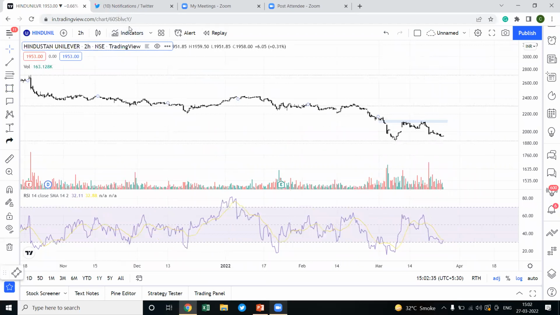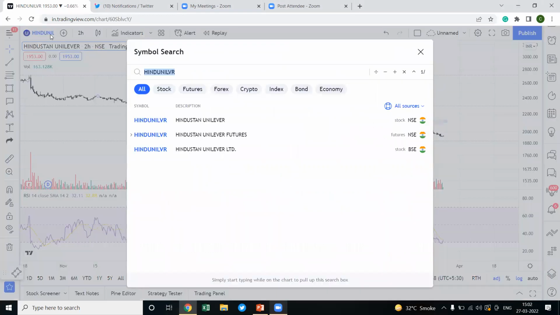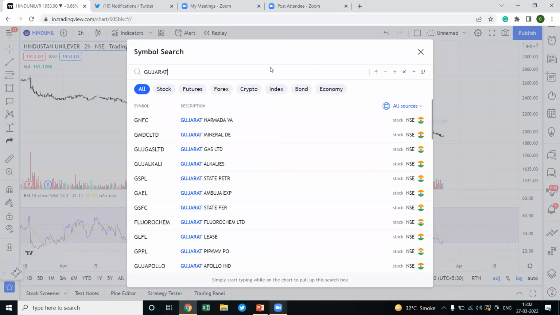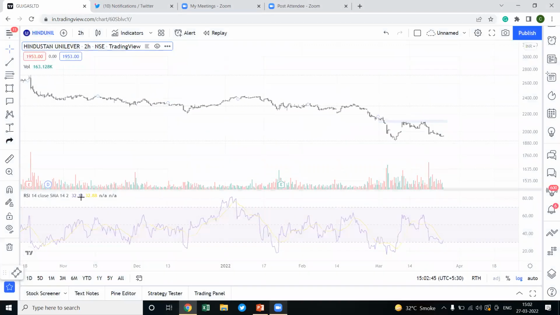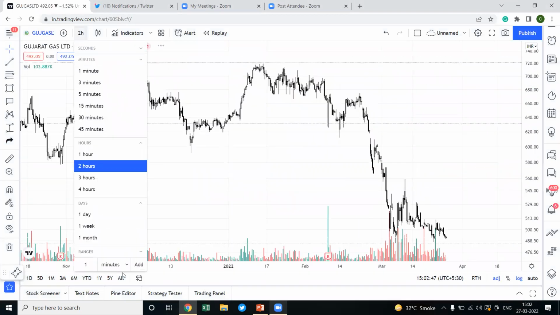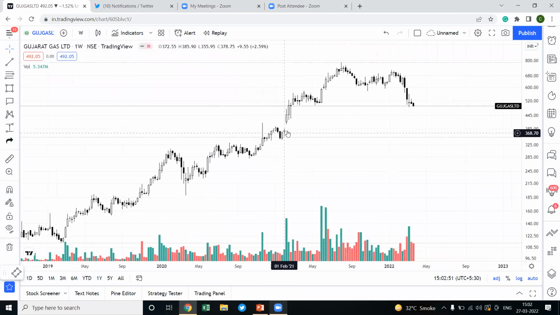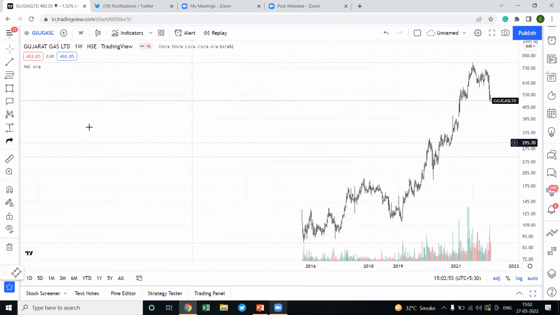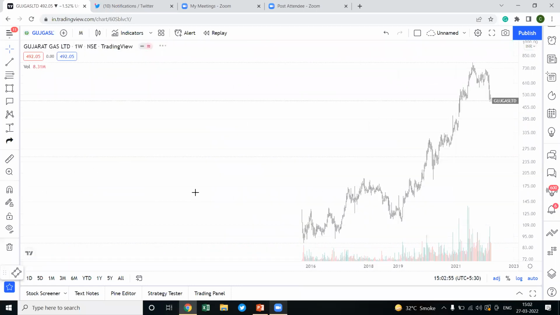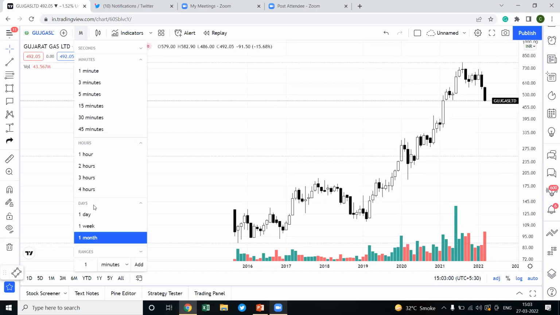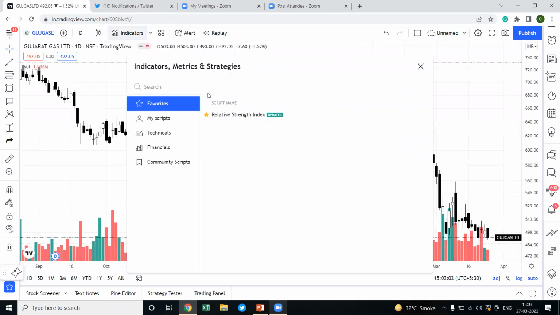Perfect. Thank you. And can you just cover Gujarat Gas, seeing the weekly RSI? Because it's somehow related to natural gas also, I believe. It has been beaten down. It has some room to come down. We'll look at the daily chart.